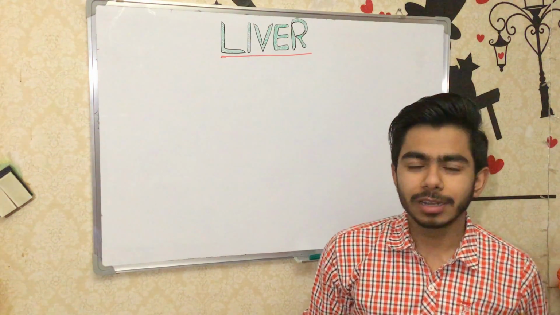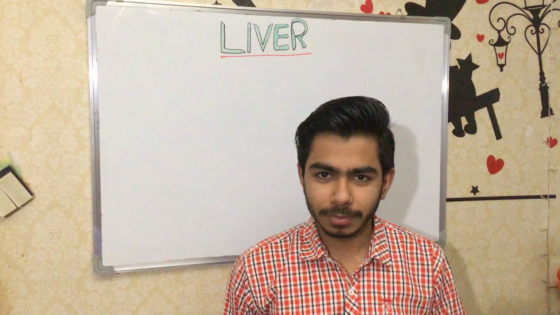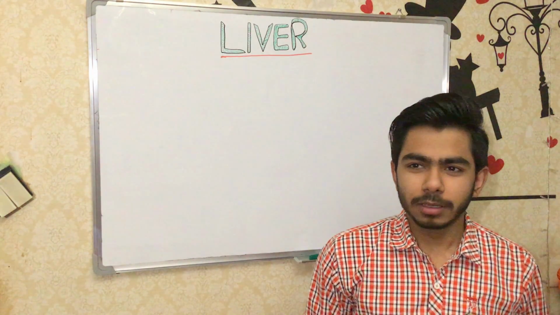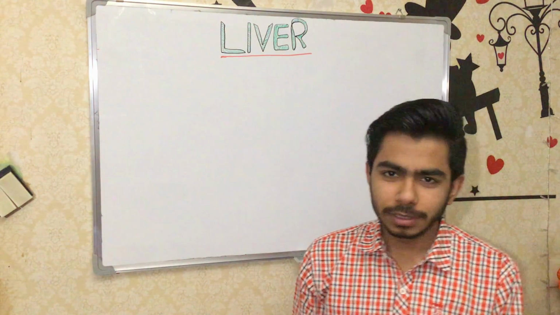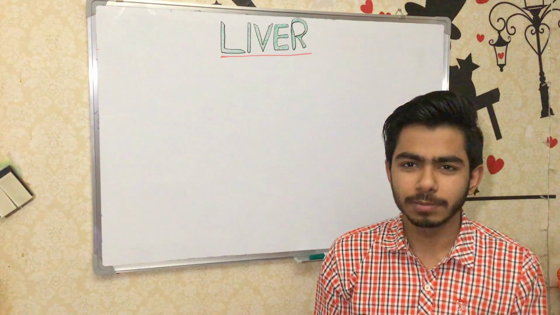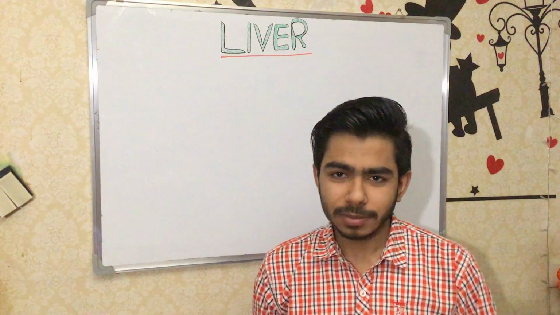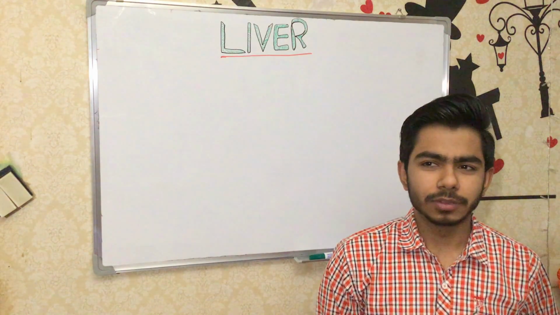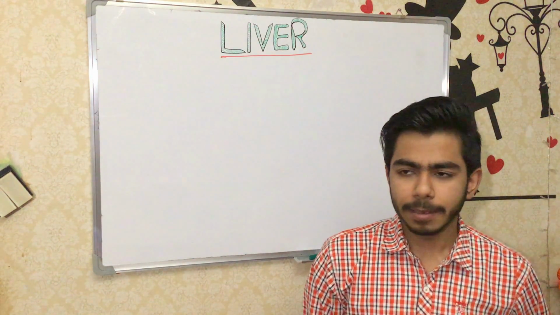Actually, liver is the largest gland present in our body. It weighs about 1.2 to 1.6 kilograms in mass, and on average, it weighs about 1.5 kg in a healthy human adult.